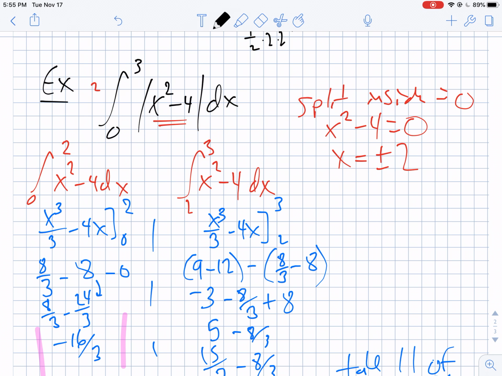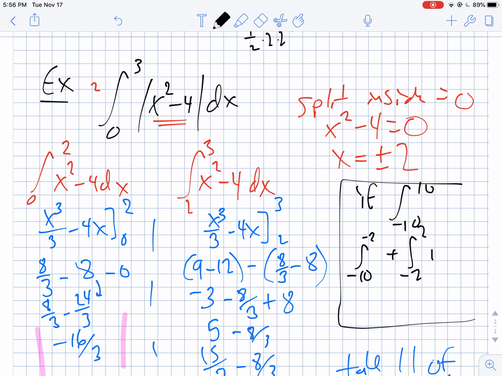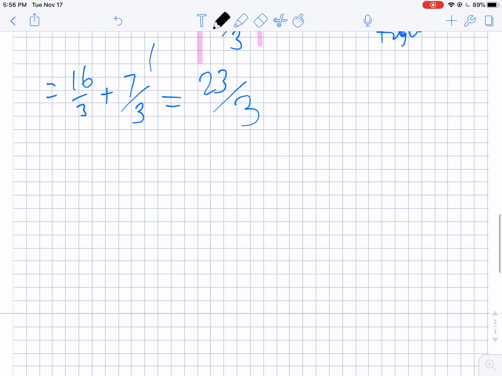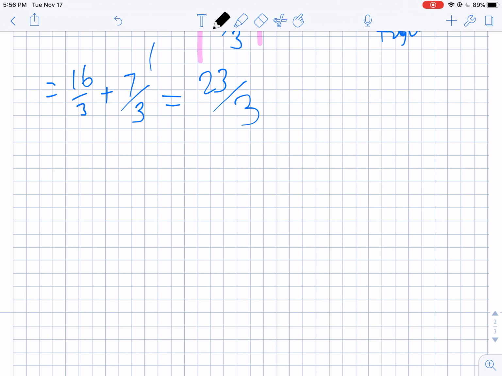Now, one thing worth noting is if this were the integral from, I don't know, like -10 to 10, we'd have to go from -10 to -2, and then I'd have to go from -2 to 2, and then I'd have to go from 2 to 10 and do those three each individually. Okay, so that's how that works. Okay, let's look at one other example that's seemingly unrelated.